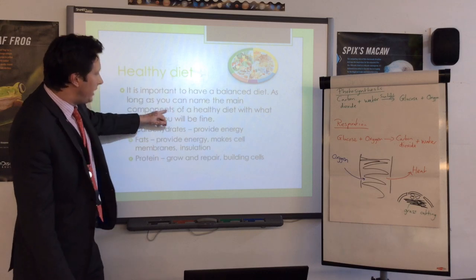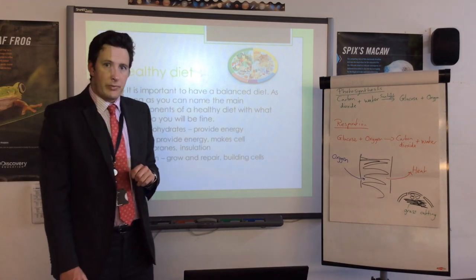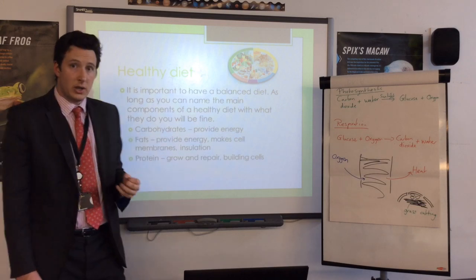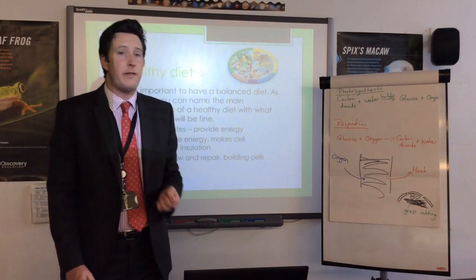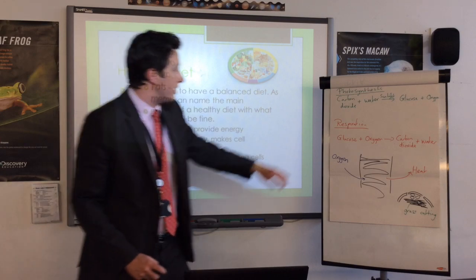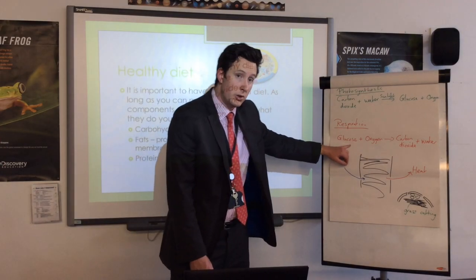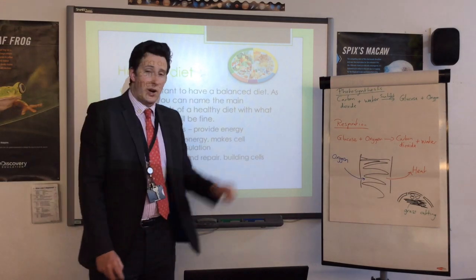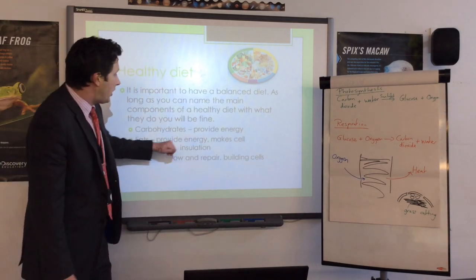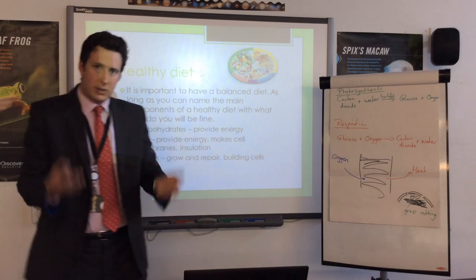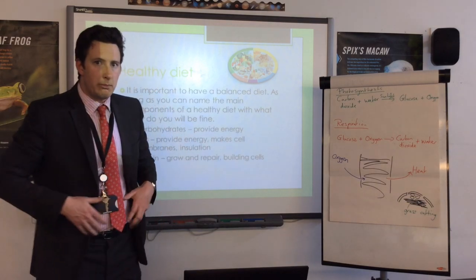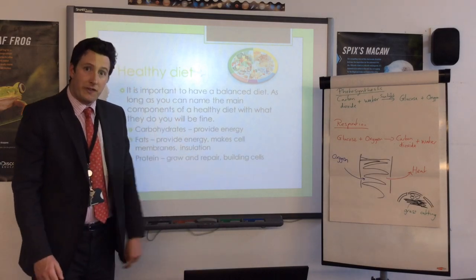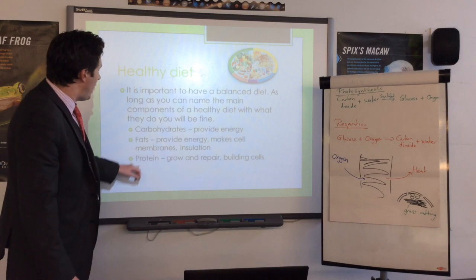You need to know the main components of a balanced diet. And by the main components, I mean these three really. Carbohydrates, and you need to know what they're for. They're for providing energy, for respiration. Carbohydrates are glucose for respiration. You need to know fats, which can also provide energy, but it also makes the cell membrane, which is the outer layer of cells, and also, like me, it insulates you. So it insulates you and can keep you warm. So that's what fat can be used for.